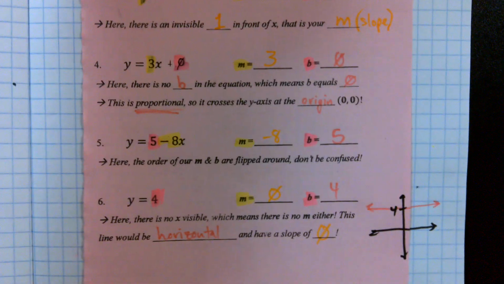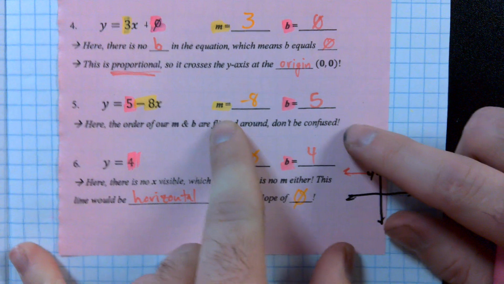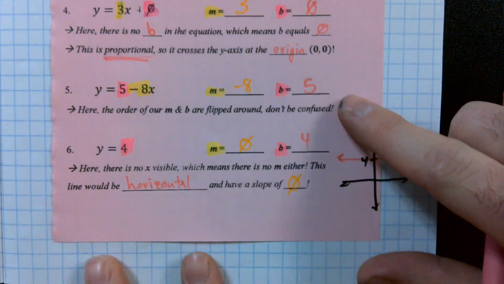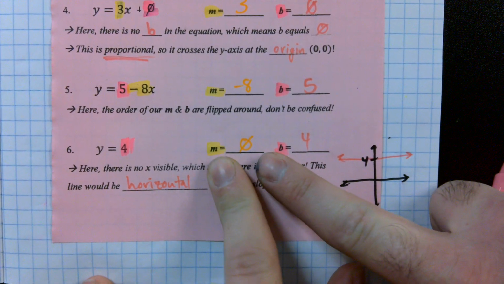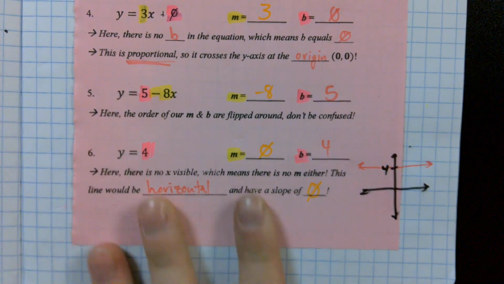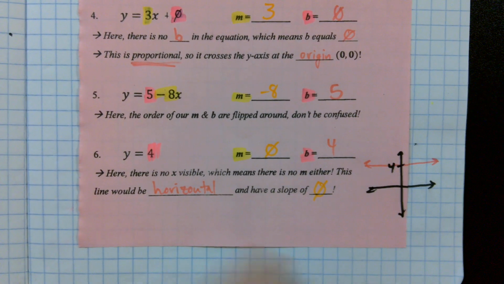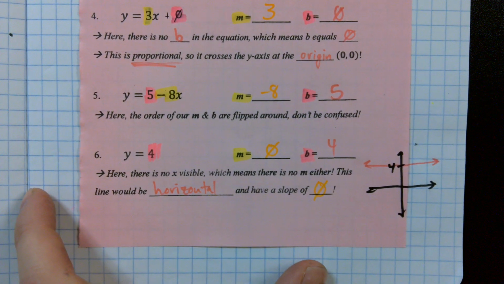So those are all the different scenarios that you're going to see. Sometimes you'll have a b of 0. Sometimes your terms will be flipped around. Sometimes you'll have an m of 0. Just a couple of things to be on the lookout for. All right? Any questions about that? Okay.